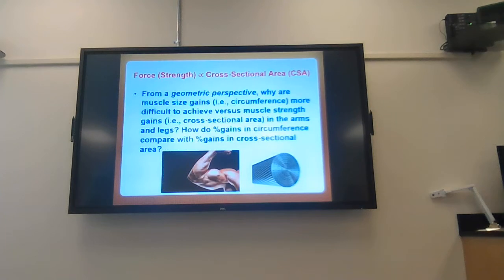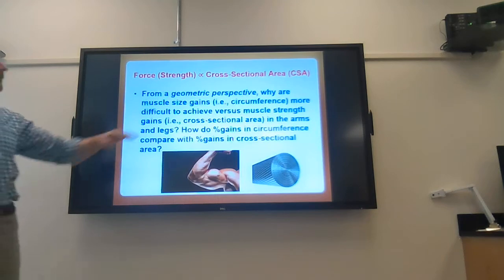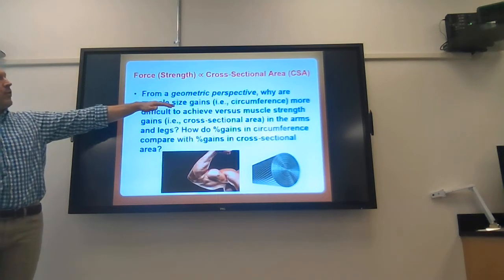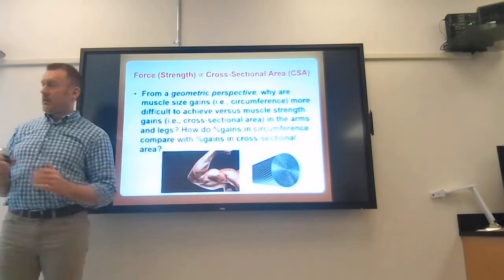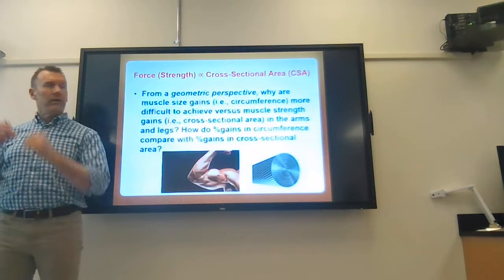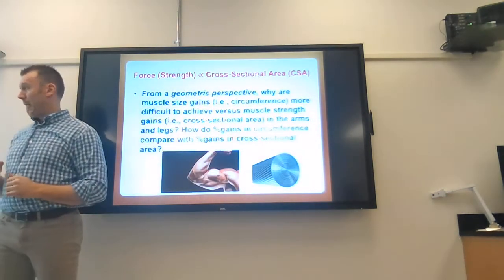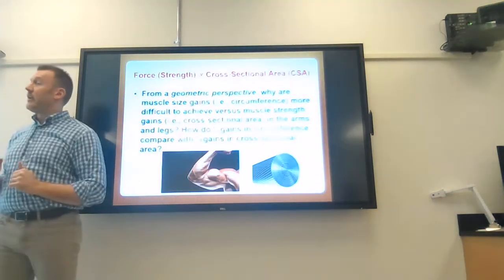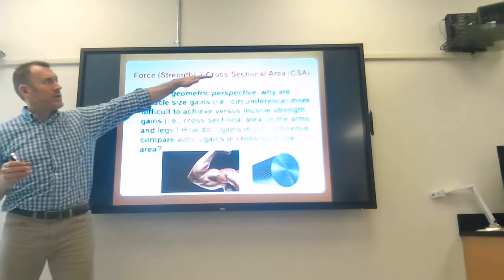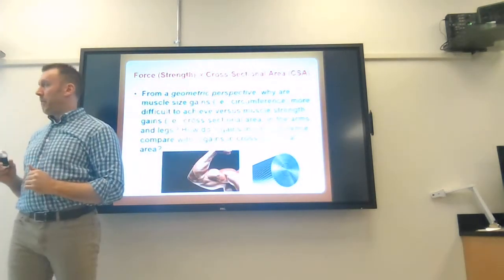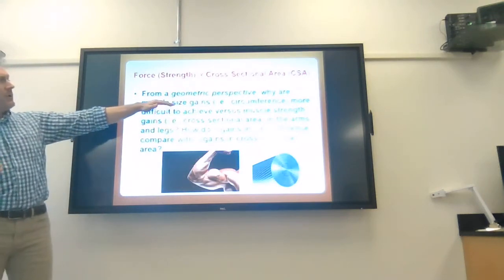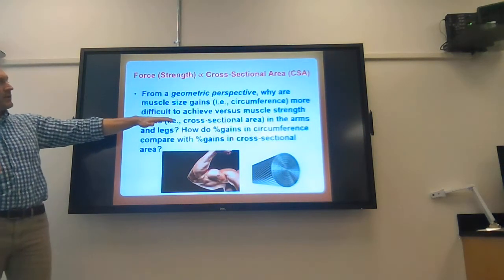What does that word circumference mean? So you put a tape measure on your arm, right? It's going all the way around, circumference, all the way around. So from a geometric perspective, why are muscle size gains, i.e. circumference, all the way around, more difficult to achieve versus muscle strength gains? So that's cross-sectional area. Strength is proportional to cross-sectional area. Why are muscle size gains more difficult to achieve versus muscle strength gains?